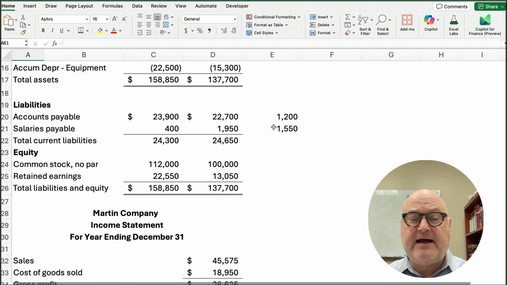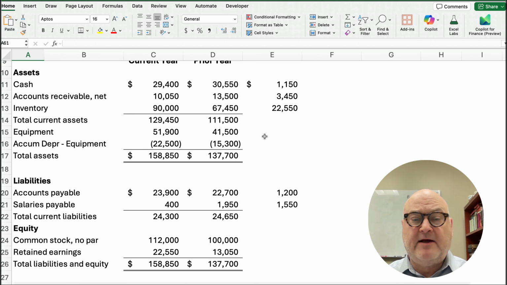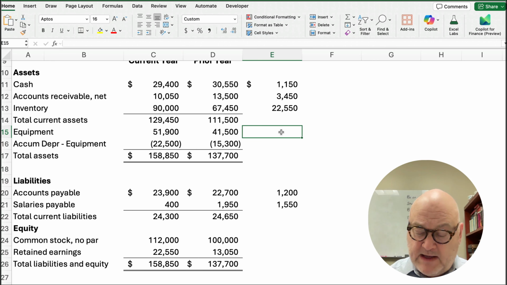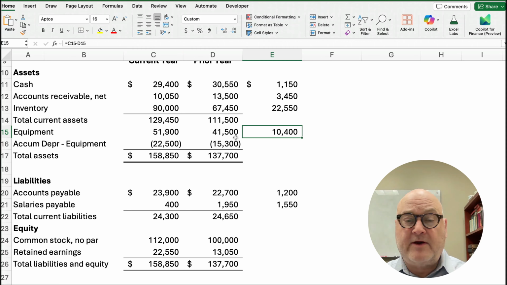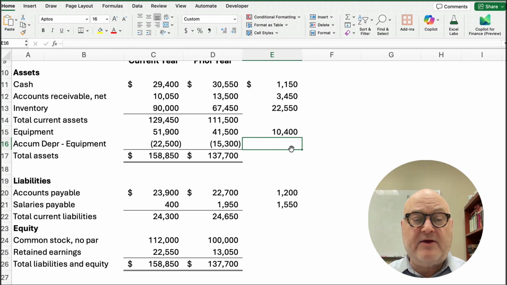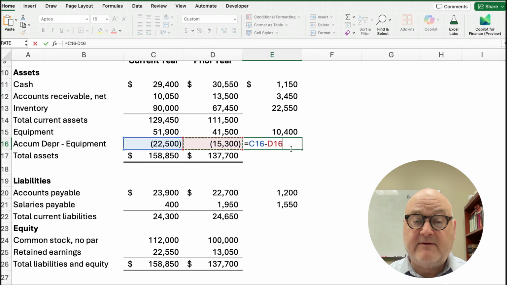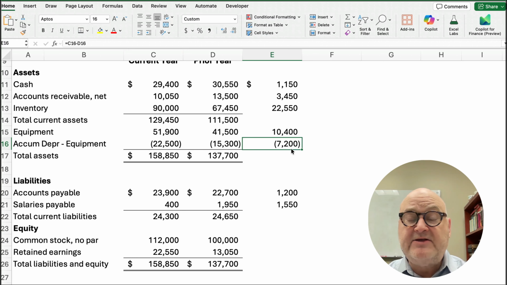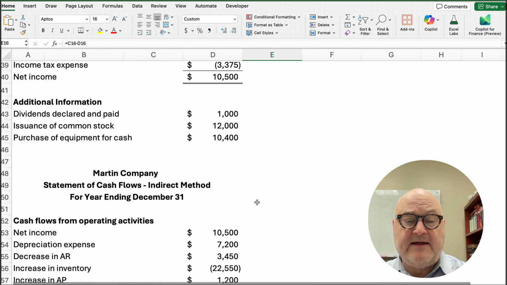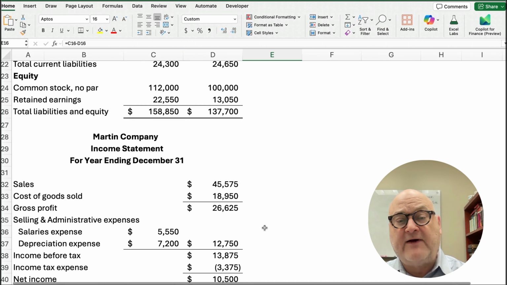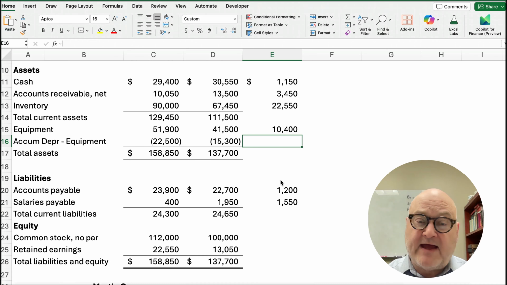So go back to the very top here. I know we're scrolling up and down a little bit, but hopefully this will be very helpful for you. Our equipment's going, the difference is 10,400. It goes from 41 up to 51, right? An increase of 10. By the way, the accumulated depreciation is the difference between 22 minus the 15. So that's 7,200, and both of them are negative here. That 7,200, we already have explained it with the depreciation expense. Okay, so we don't have to worry about that one. So I'm going to get rid of that.